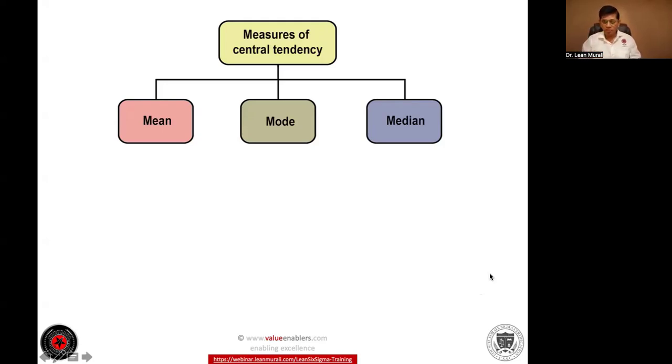Mean, median, and mode. Let me quickly explain mean. Mean is equal to average. Somebody put it in the chat box. Mean is equal to average. When I ask in the interview, what is the difference between mean and average, the answer should be both are the same. Some people will start explaining a difference between mean and average. Mean and average both are the same.